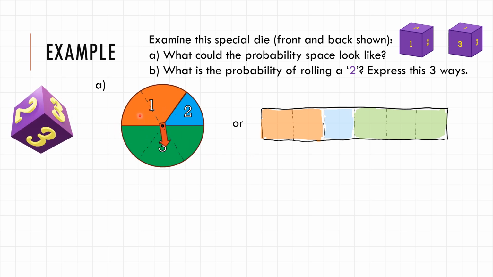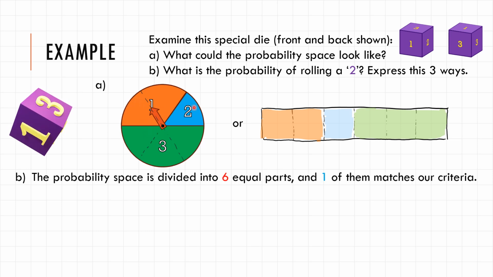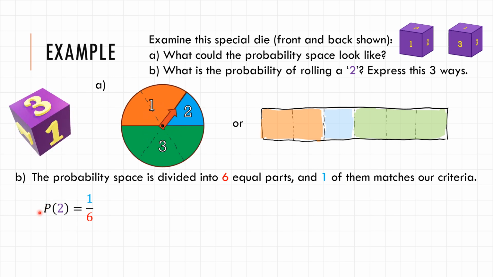Either way, whichever way you want to go, the probability of rolling a 2, if we look at the probability space, it's divided into 6 equal parts, and only one of those parts matches our criteria. So the probability is 1. The probability of rolling a 2, remember this is not multiplication, this is not like a variable, this is probability of x, and in this case x is 2. The probability of rolling a 2 is 1 out of 6, because there are 6 equally likely outcomes, and only one of them matches our criteria. So this is the probability expressed as a fraction.